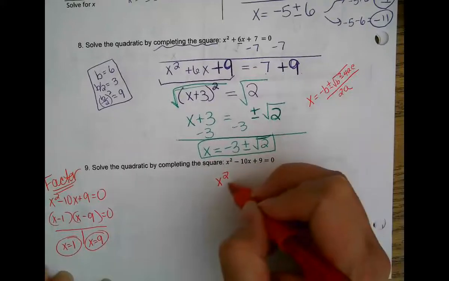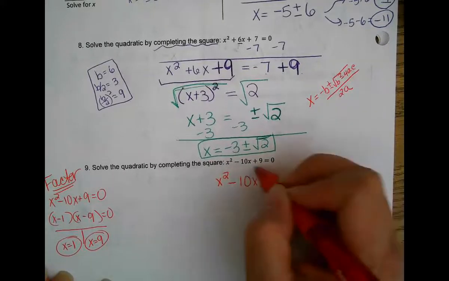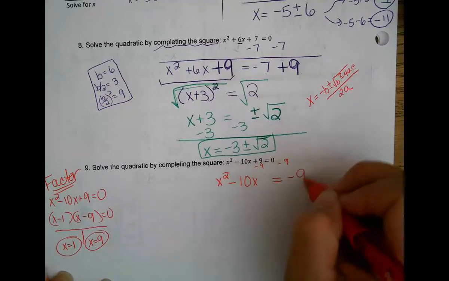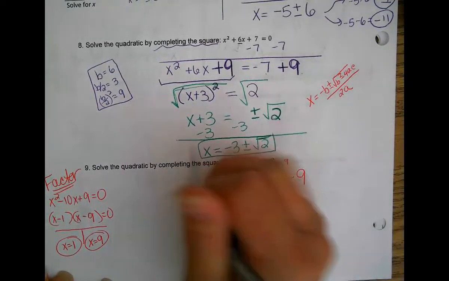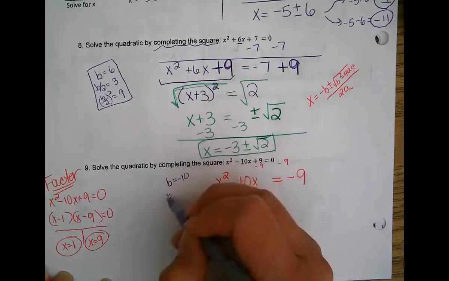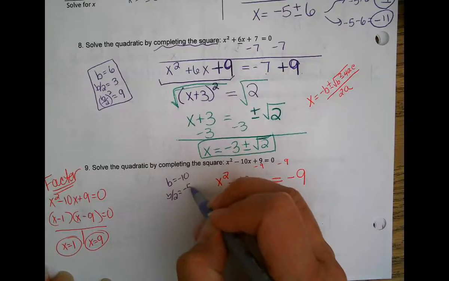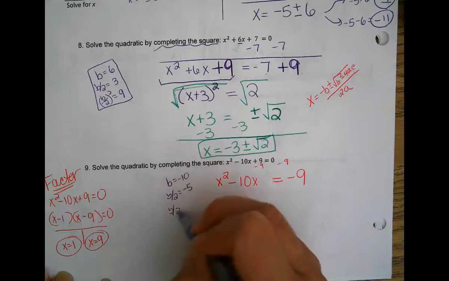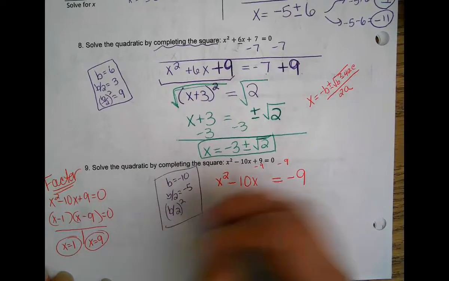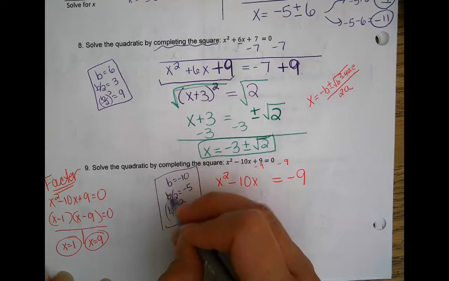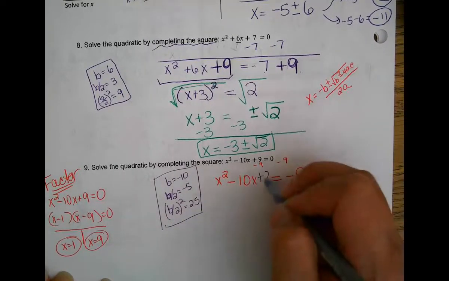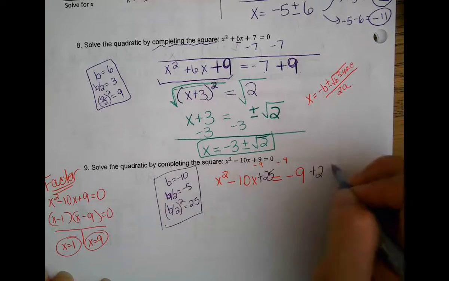So I'm going to start by writing x squared minus 10x. I'm going to subtract 9 from both sides, equals negative 9. My b value is negative 10. b divided by 2 is negative 5. And then the last line of the b box is to take b divided by 2 squared. So again, b divided by 2 squared is 25. So we add 25 to both sides.